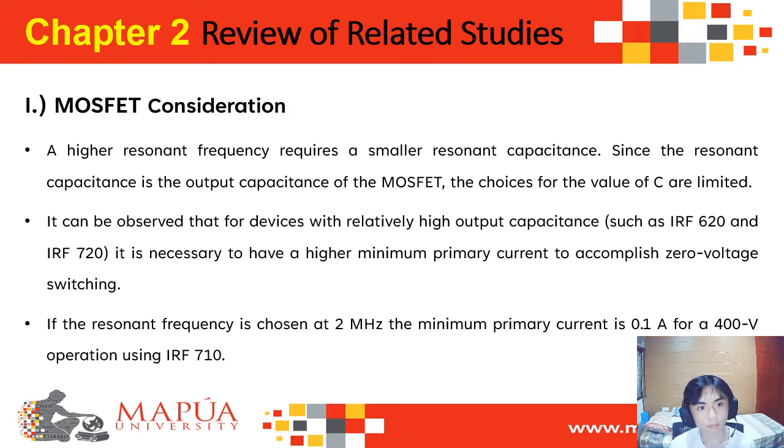Next, MOSFET consideration. A higher resonant frequency requires a smaller resonant capacitance. Since the resonant capacitance is the output capacitance of the MOSFET, the choices for the value of C are limited. It can be observed that for devices with relatively high output capacitance, it is necessary to have a higher minimum primary current to accomplish zero voltage switching. If the resonant frequency is chosen at 2 MHz, the minimum primary current is 0.1 amperes for a 400 volt operation using IRF 710.